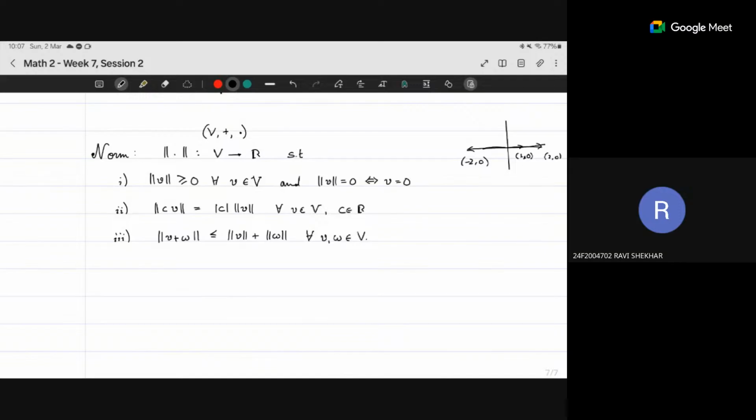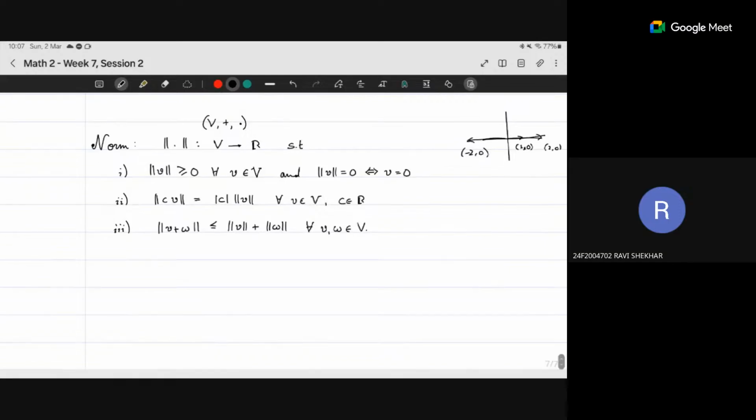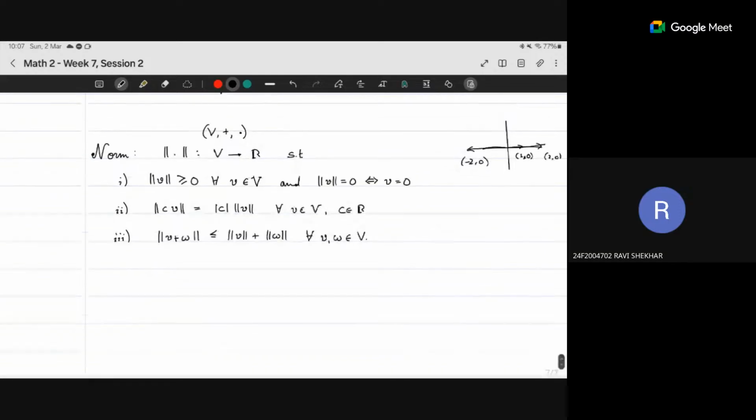All right, so this is a norm. A norm is a function from V to R. Now you are just taking one vector as an input and outputting a real number, a non-negative real number. It is 0 when the vector is 0. And this is a norm on a vector space.